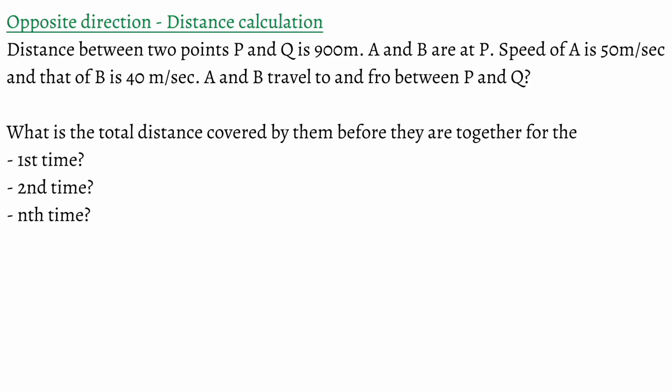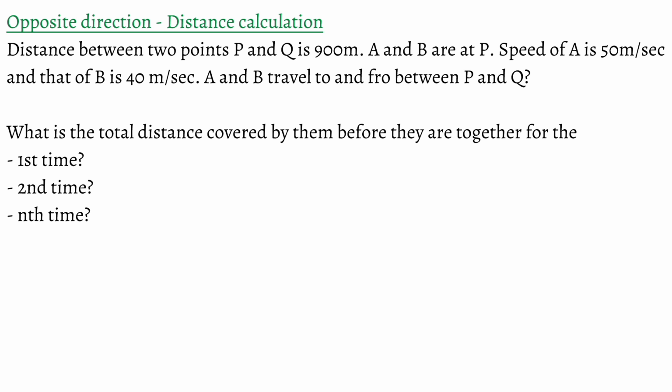We shall now look into the to and fro motion in time, speed and distance. So we have two cases. The first one is opposite direction, the second one is same direction. First we shall look into the opposite direction and how to calculate distance in opposite direction.